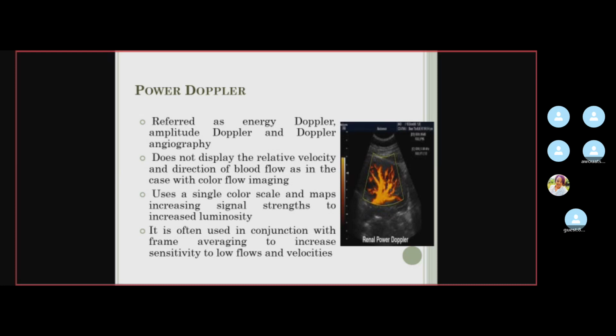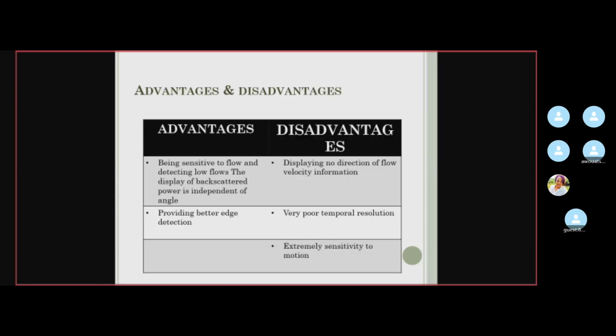Remember that only a single color is seen in power Doppler. So what are the advantages of this? Since it is sensitive to flow, it can be used to detect low flows, and it provides better edge detection. The disadvantage is that it cannot detect the direction of the flow as we get in color flow imaging, and it has poor temporal resolution, and it is extremely sensitive to motion. Even if there is slight motion, the calculations will be wrong.